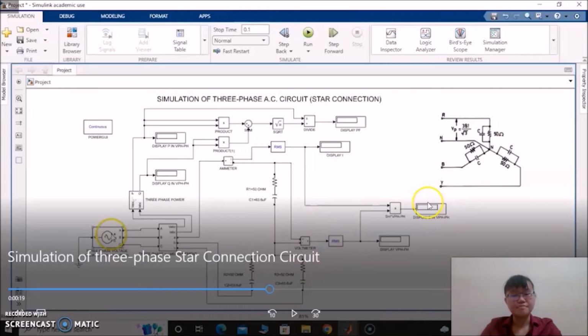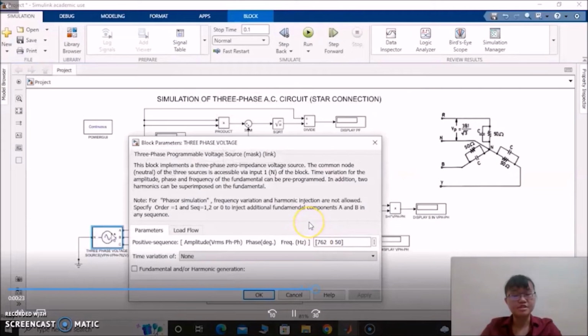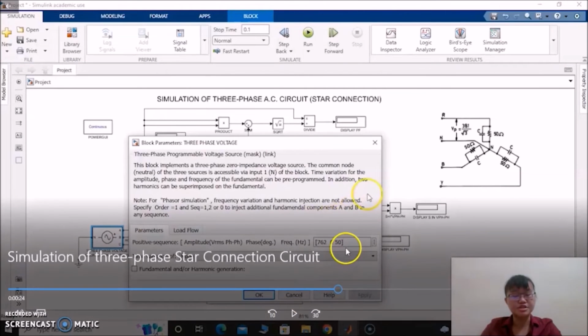To get the apparent power, we need to use the product component that is connected to the current and voltage. To get the active and reactive power, we need to use the components of 3-phase power instantaneous. Lastly, to get the power factor, we need to use the components such as 2 product, 1 sum, 1 square and 1 divide.